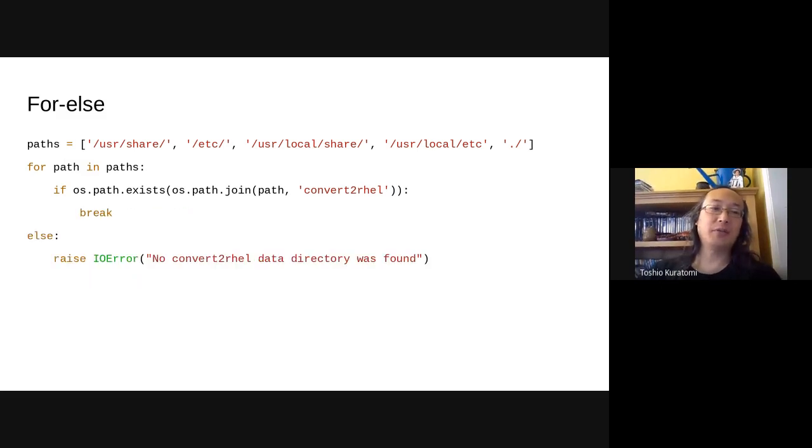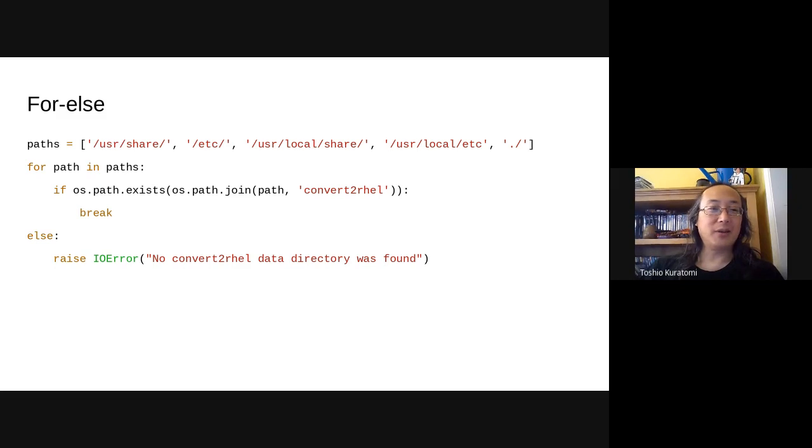So here's how we do it with a for-else. You see, we still have the same data, the same paths list. We still have the same loop, for path in paths. We still are doing the same condition check, if os.path.exists. But now we don't have a flag variable. We don't have to set anything. We just break out of it once we find that one of these paths exists.